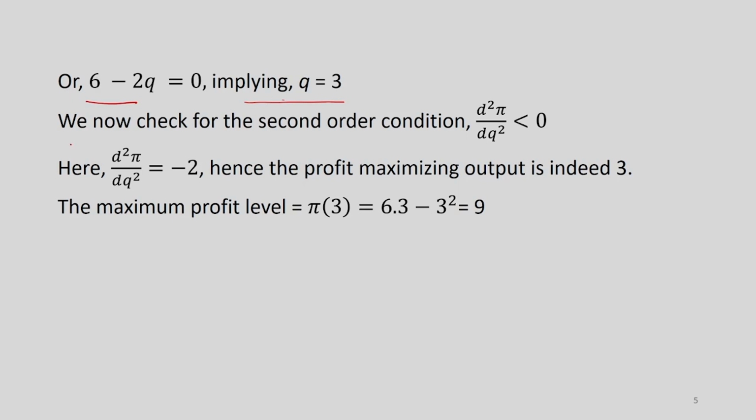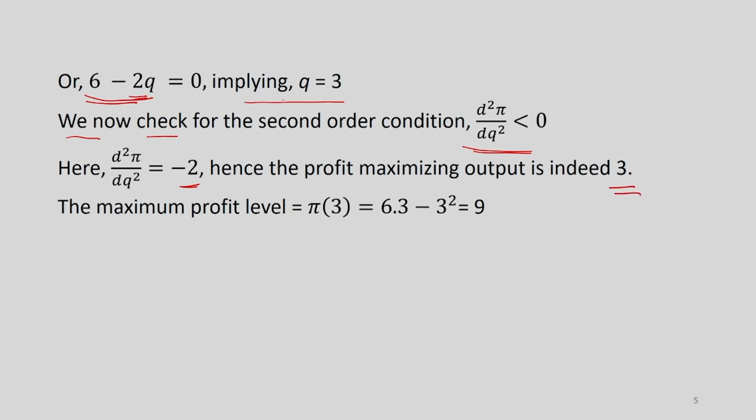But we now also need to check the second order condition. So here the second derivative of the profit function that we have to check turns out to be minus 2. This was the first derivative of the profit function. If you differentiate this with respect to q, you get minus 2. So that is our second order condition, and it is being satisfied, right? So the maximum profit is going to occur at output level 3.